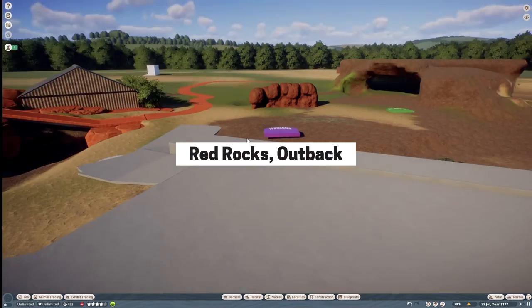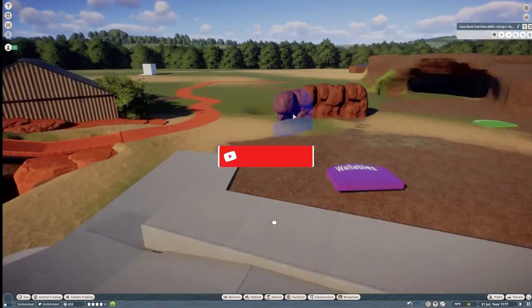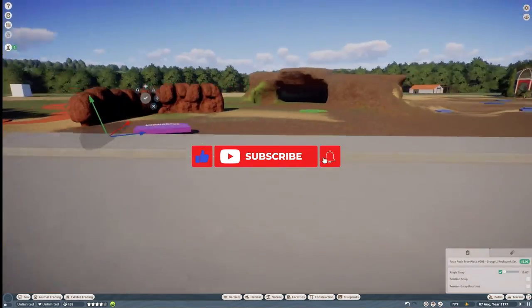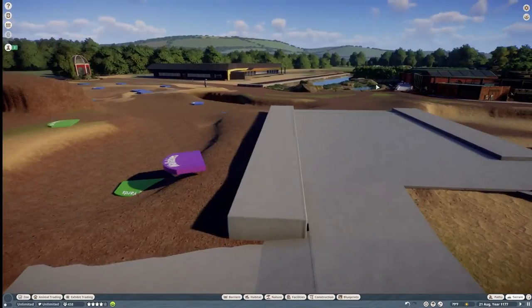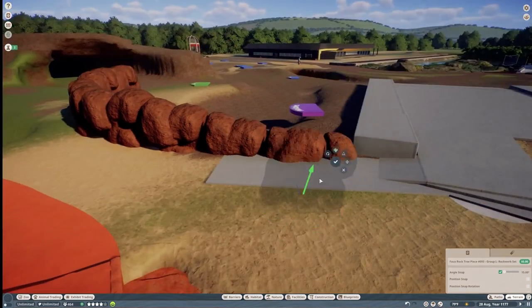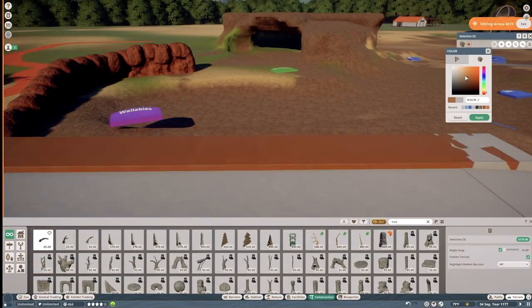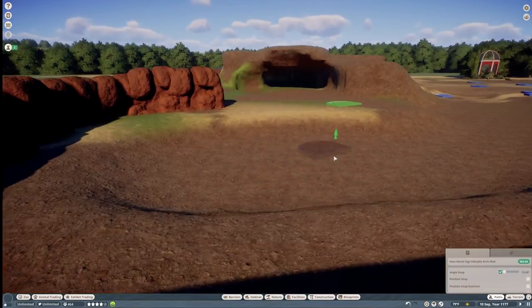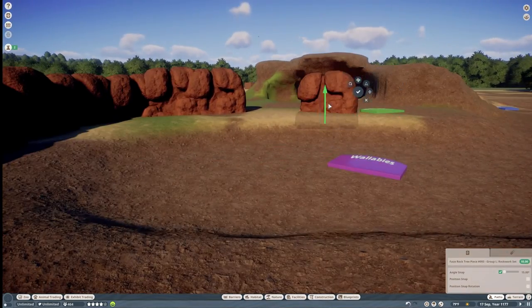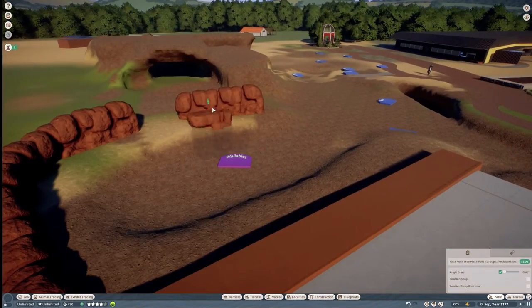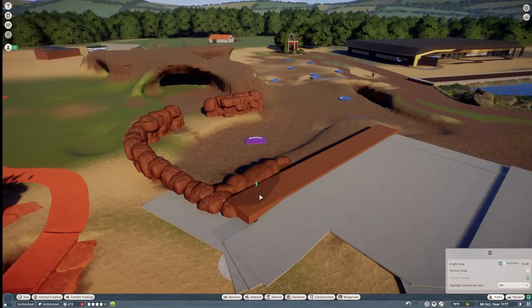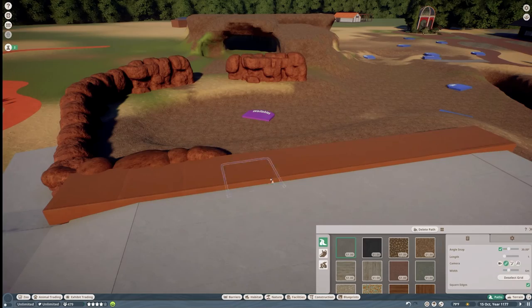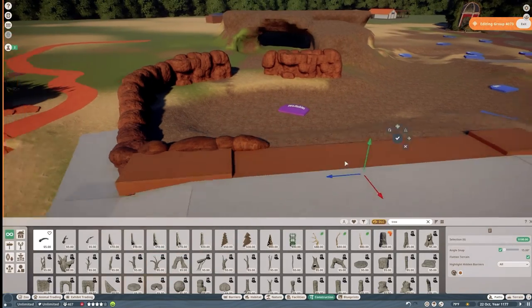I am LP Gomez, and today we are working on our Red Rocks Outback habitat. We've been able to get a couple of wallabies here in a trade that we made with Zoo Jackson over in Wyoming. We sent over two of our gray foxes that we started with for about five kangaroos, one male and four females of the red-necked wallaby.